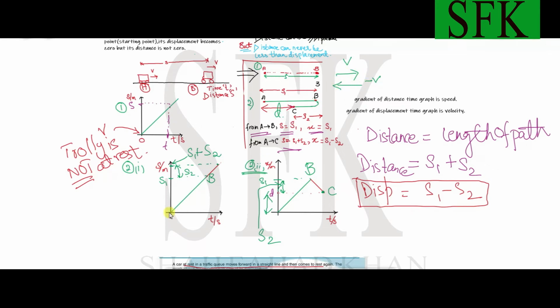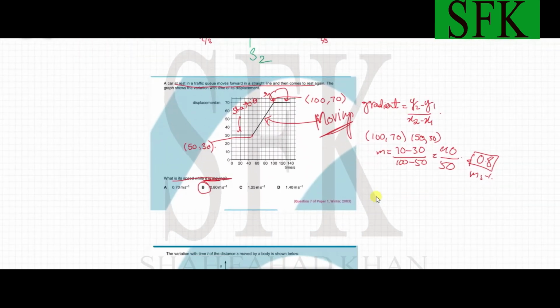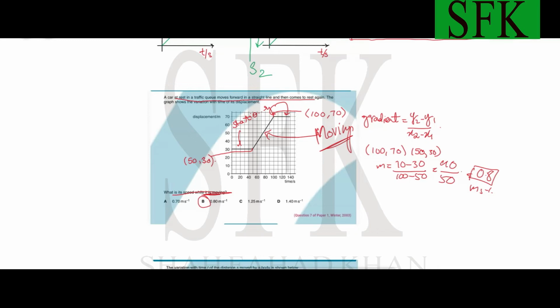In this graph, as the time increased, the distance kept increasing because distance is a scalar and can never be negative. Okay, now let's look at a few past year paper questions.